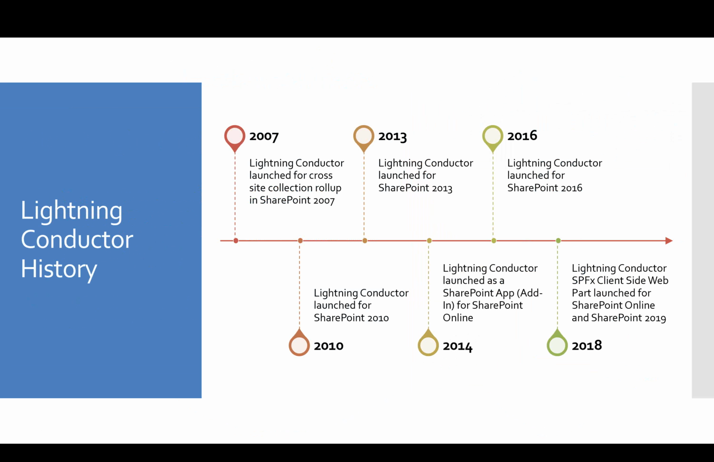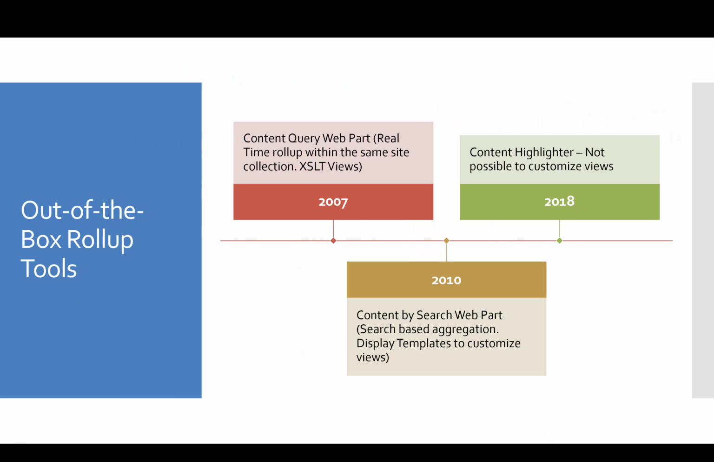So that's kind of the history of the product. And if we look at why we created that tool, back in 2007, like I said, the content query web part was the only rollup tool. You had to have the enterprise version, the enterprise license. If you used Windows SharePoint Services, as it was called back then, or SharePoint Server Standard, you couldn't aggregate across even a single site collection across sites. So that was an issue, and also you had to heavily customize some XSLT in order to build some views.